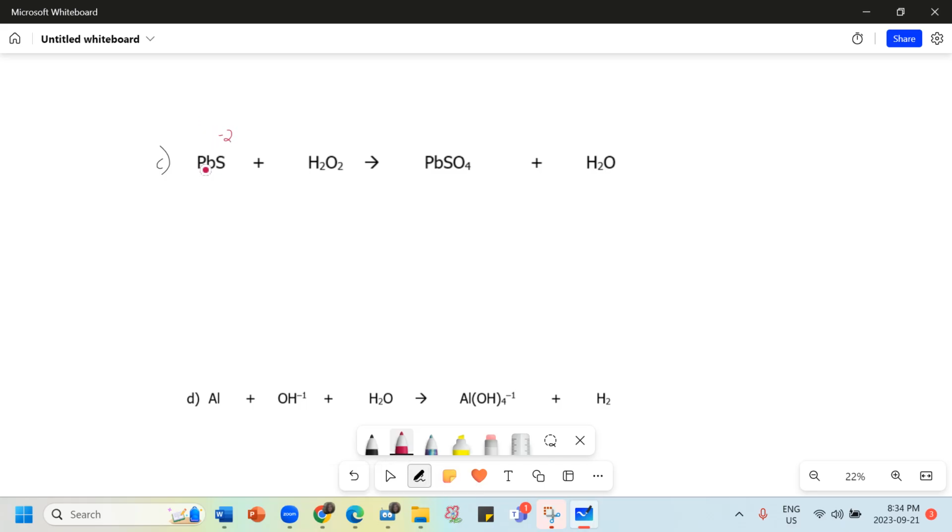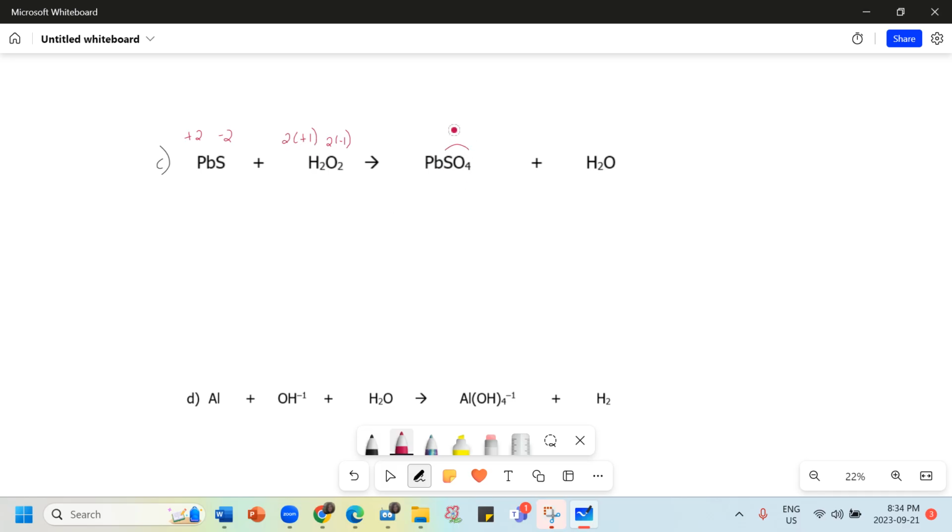Sulfur is -2. Lead has to be +2. This is hydrogen peroxide. So in a peroxide oxygen, each individual oxygen has a charge of -1. There are 2 of them, so -2 total. And these hydrogens are +1.